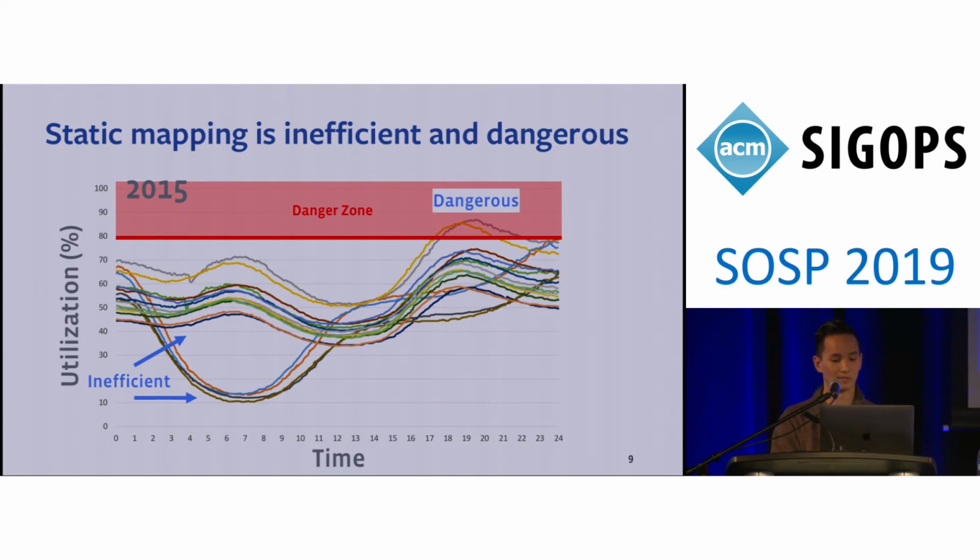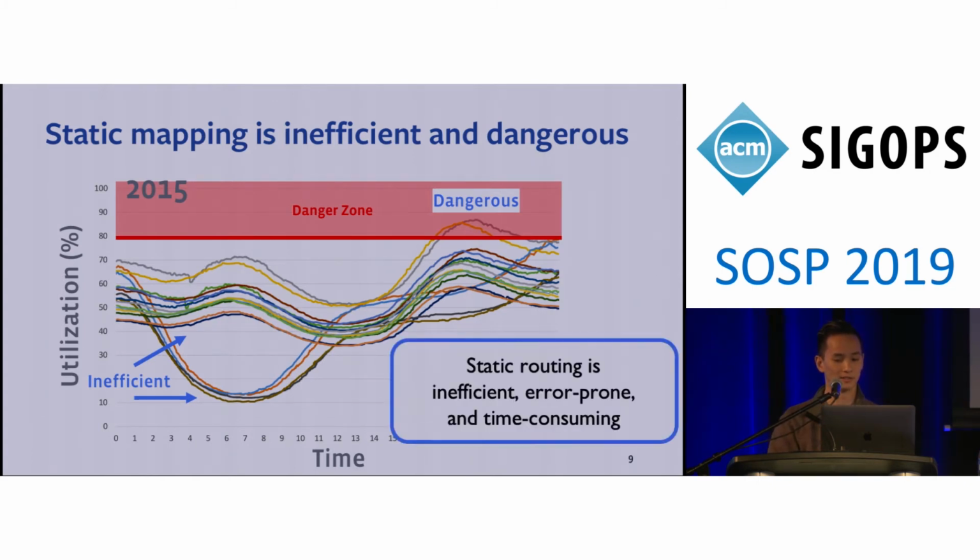So the challenges of managing site traffic came to a head in the fall of 2015 when site operators had to tune the static mapping daily to ensure the site could run smoothly. And so we found that the static routing is very inefficient, error-prone, and time-consuming. So we took our experience manually managing user traffic and designed Taiji.